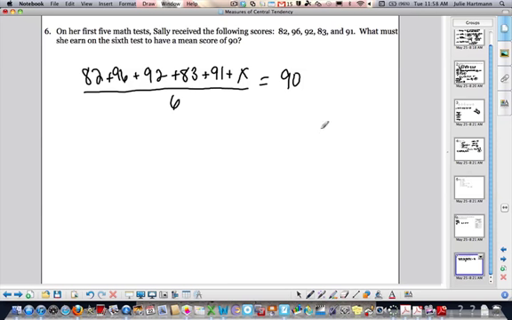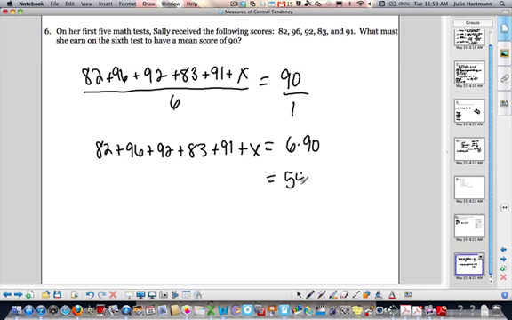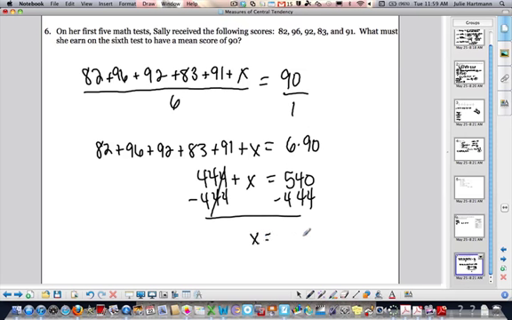How do we solve that? Well, you basically look at 90 over 1, cross multiply. So we have 82 plus 96 plus 92 plus 83 plus 91 plus X equals 6 times 90. That is 540. And if you add all of these up, 82 plus 96 plus 92 plus 83 plus 91, that equals 444. And then you minus the 444, and X equals a 96. So she needs to get a 96 on her last test in order to have an average of a 90.